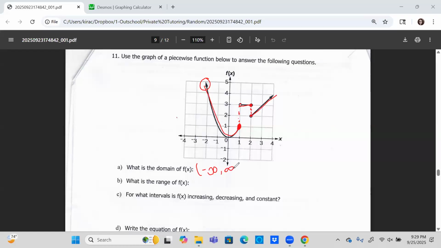I think the domain is everywhere because even though we had some opens, so it's not continuous, that's for sure. But even though we had opens, they were covered by the solids.